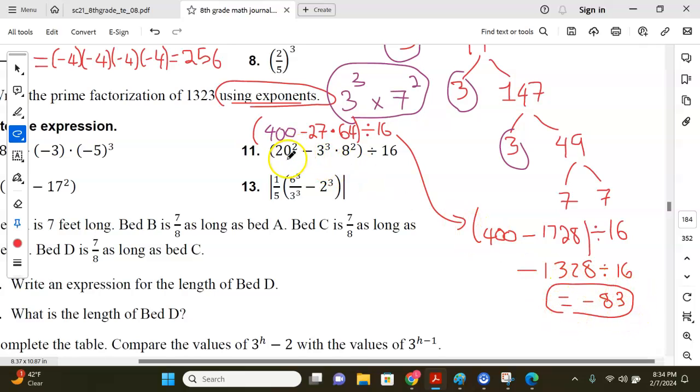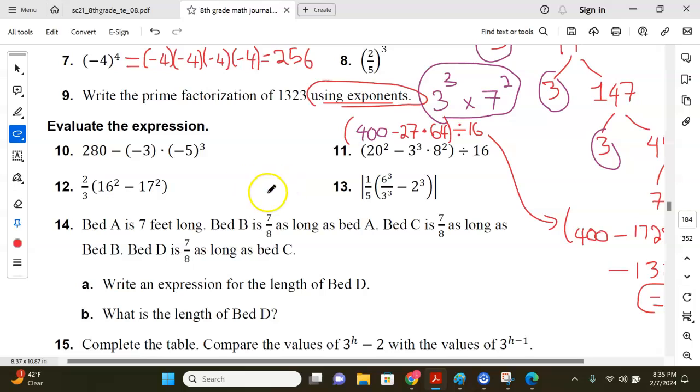As long as I know how to use the order of operations, I'm going to speed myself up by getting the calculator to assist me when it comes to these numbers right here. All right, so that's number 13. I'm sorry, 11. So let's go to 13. Let's see if I can squeeze 13 in here.